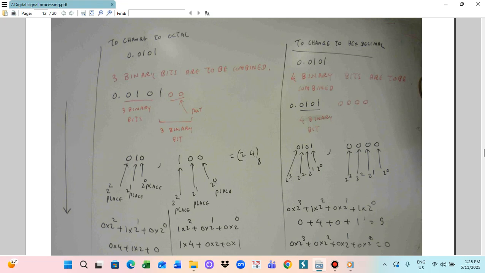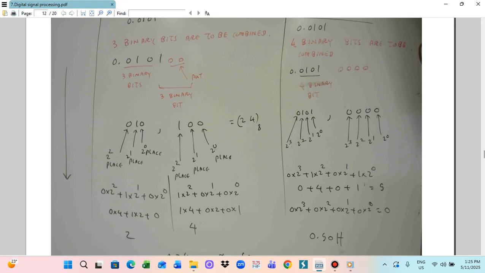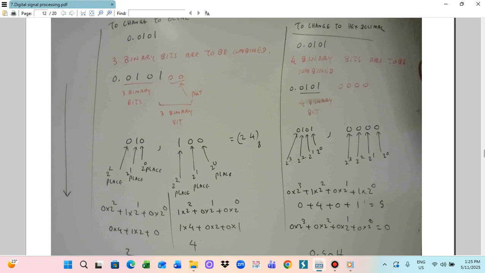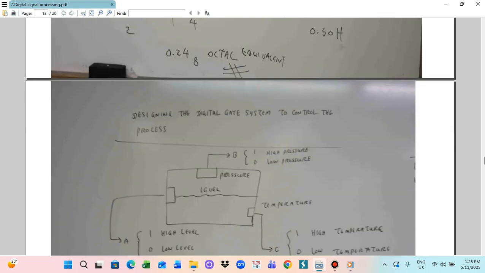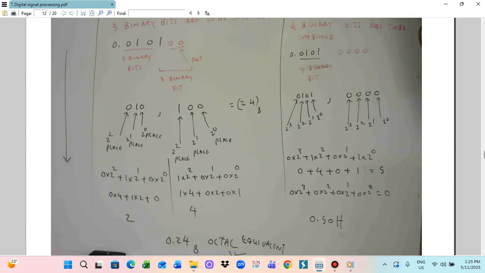You just write again 0.0101. So you have to combine the 3 binary bits. After the decimal point, you see the 010. So this is a 3 binary bit group. After the decimal, you combine 0, 1, 0. So this is a 3 binary bit group. Then only the 1 is left.